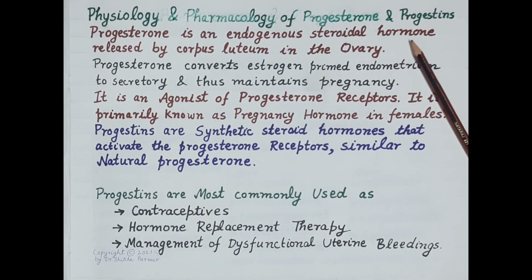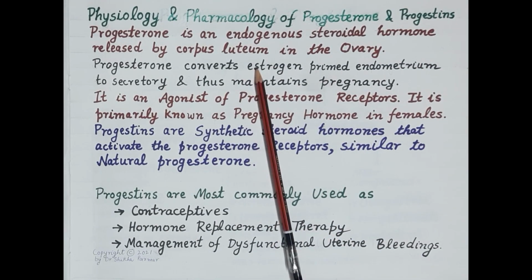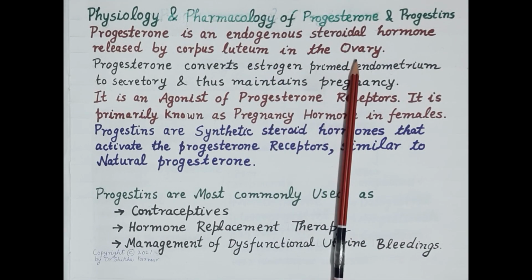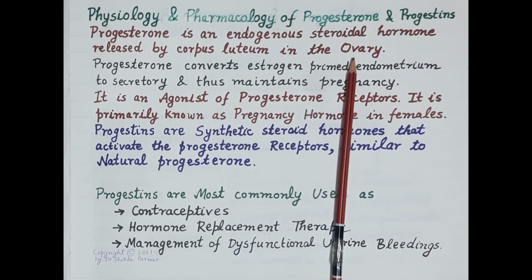Now, progesterone is an endogenous steroidal hormone. 10 to 20 milligram per day of progesterone is released in women from corpus luteum in the ovary. Around 1 to 5 milligram of progesterone is produced in men from adrenal glands and testes. However, its function in men is not known. So, progesterone is produced primarily by corpus luteum in the body of a woman.